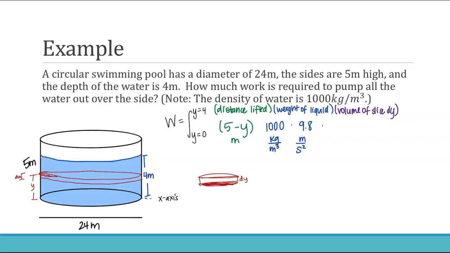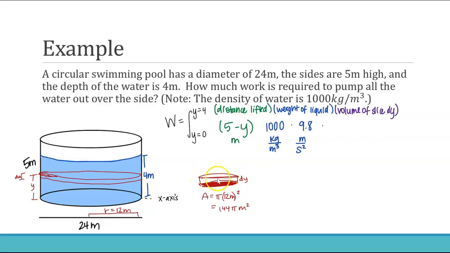for the area of the base there, that area is pi times the radius squared. Well, the radius is going to be 12 because the diameter is 24. So the radius is 12 meters. So my area is 144 pi meters squared. That's the area of the base, and then the height is dy.